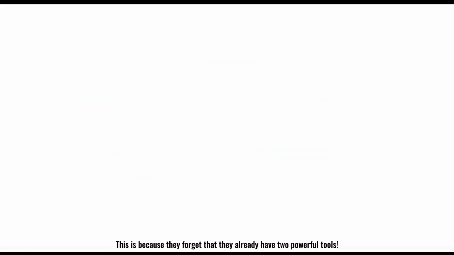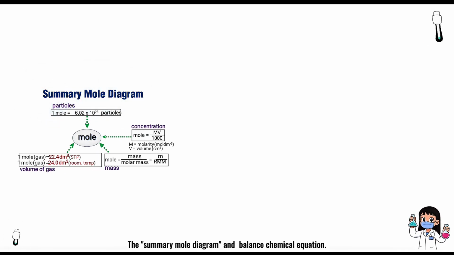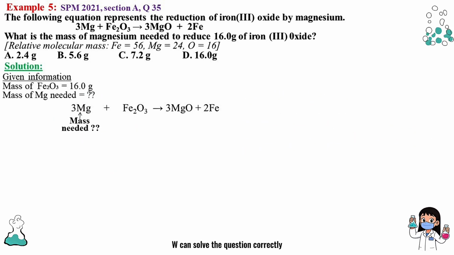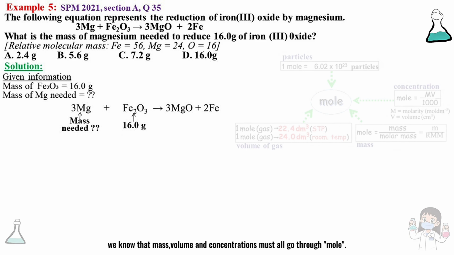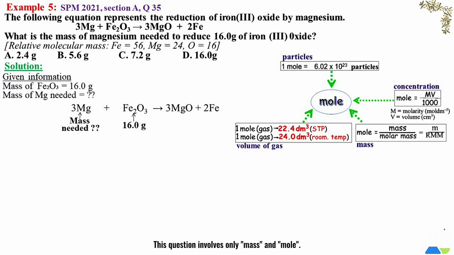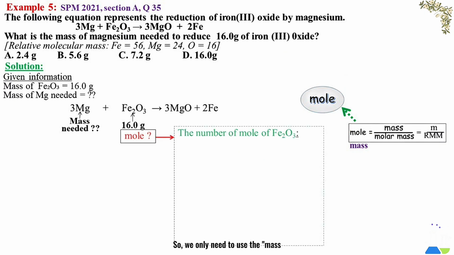This is because they forget that they already have two powerful tools: the summary mole diagram and the balanced chemical equation. By using the given information together with these two concepts, we can solve the question correctly. From the summary mole diagram, we know that mass, volume, and concentration must all go through mole. These questions involve only mass and mole. So, we only need to use the mass mole formula and the mole ratio from the chemical equation.